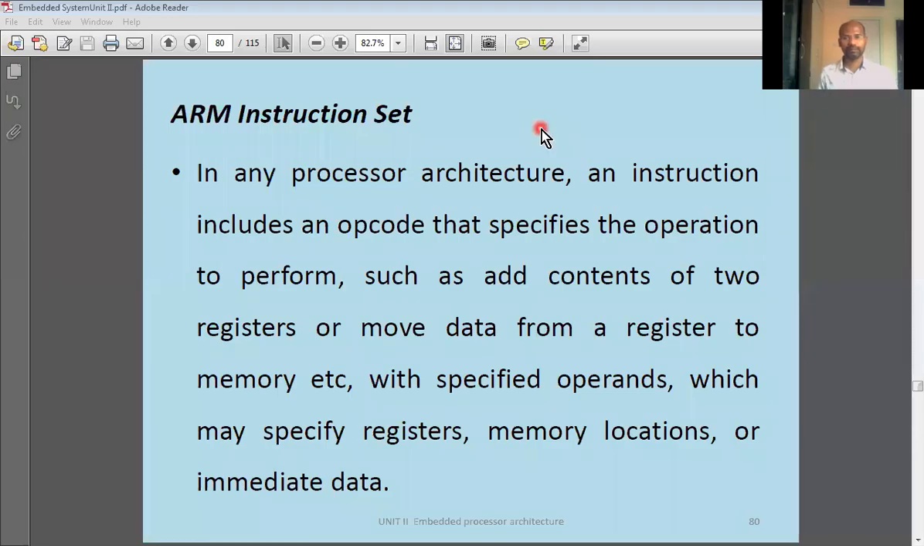Good afternoon. Today we will start with ARM instruction set. Now what is instruction set? Instruction set is a group of instructions which are supported by the processor. By reading the instruction set, a programmer knows what the available instructions and the operands are, and so on.